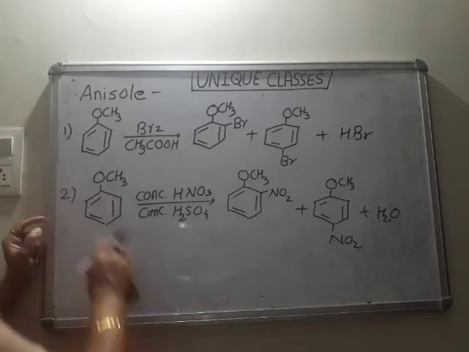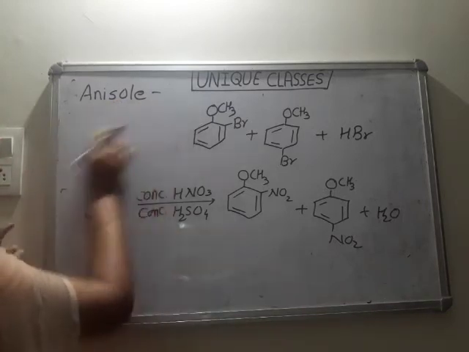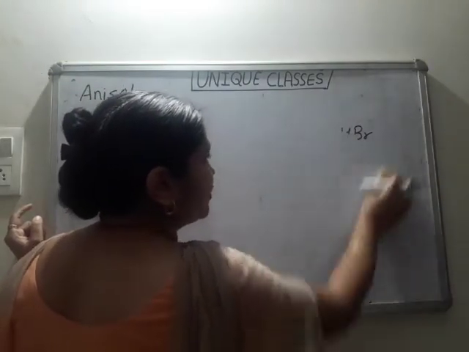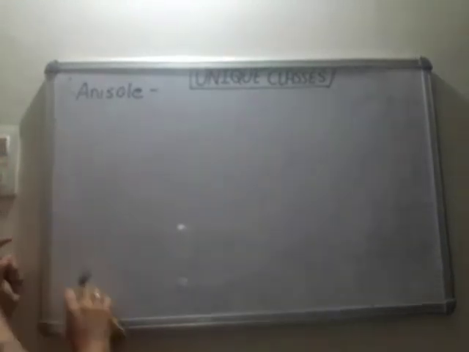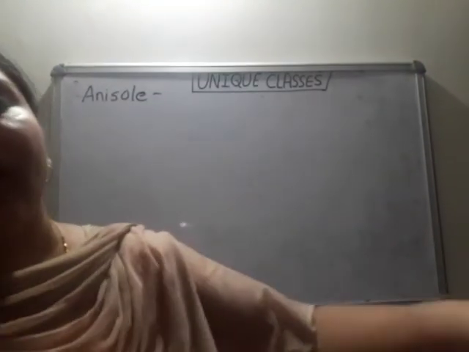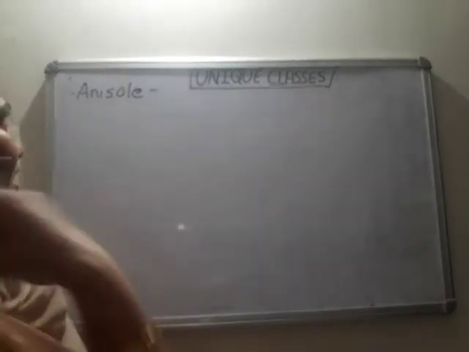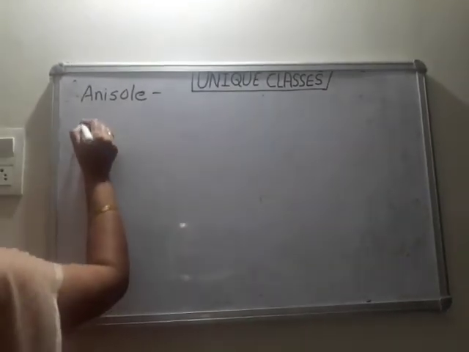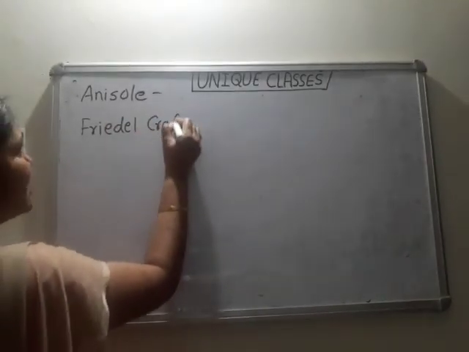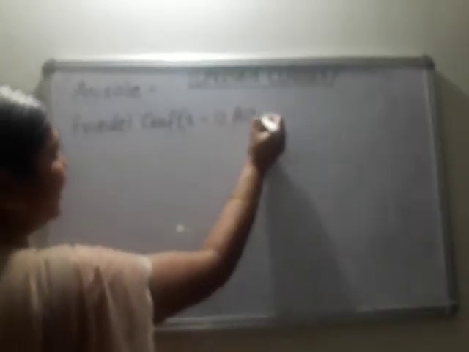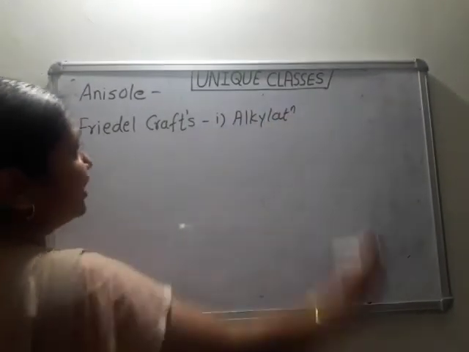Okay, and the last reaction of this lesson is the Friedel-Crafts reaction. Two Friedel-Crafts reactions are given: one is Friedel-Crafts alkylation and the other is Friedel-Crafts acylation reaction. So Friedel-Crafts, number one, alkylation reaction. Alkylation is the introduction of an alkyl group.